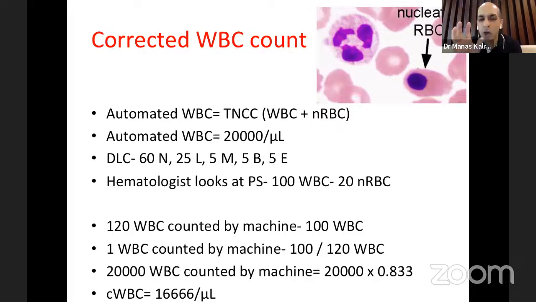Your hematologist will look at the peripheral smear and say, okay, I counted 100 WBC and there were 20 nucleated RBC. Based on that, you use the unitary method. So if the machine counted 120 WBC, you know that the true WBCs are only 100, because the cell counter is counting it wrong. So one WBC counted by the machine means how many WBCs? 100 by 120. And suppose the machine gives a value of 20,000 WBC, you multiply 20,000 by 100 divided by 120, and you get the corrected WBC count. It will remove all the nucleated RBCs which were wrongly calculated as WBC, and you have the correct value in your hand. Okay.